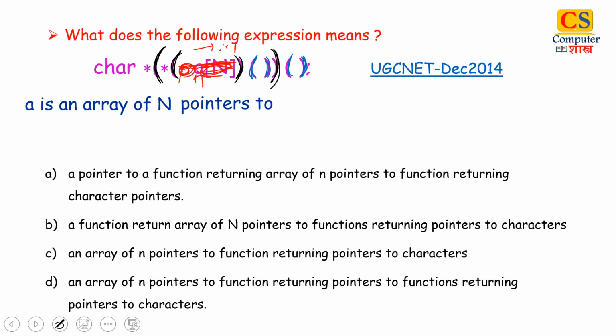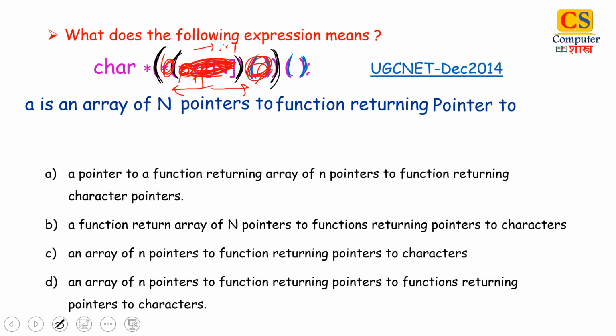Now this bracket is solved. This innermost bracket is solved. Now we move towards right direction. On right, we have this function bracket. We will write function returning. Move towards left, this pointer to. Now after doing this much, this whole bracket is solved. This whole bracket thing is solved.